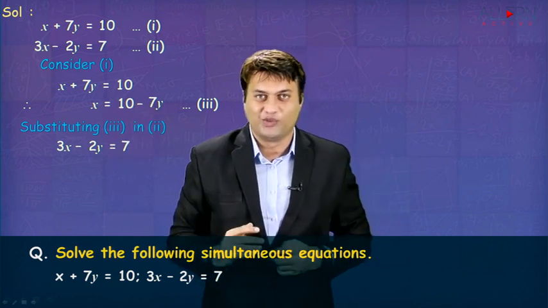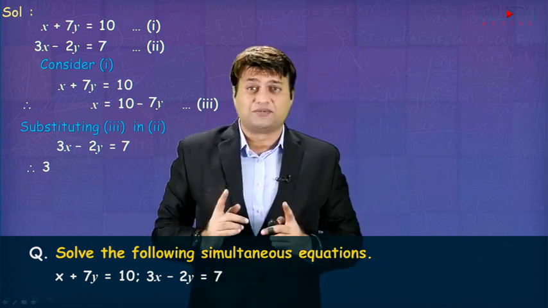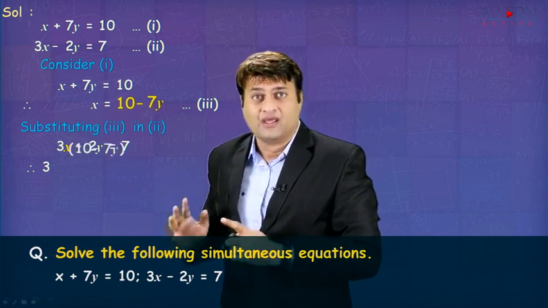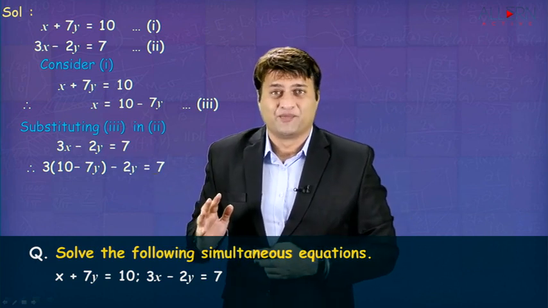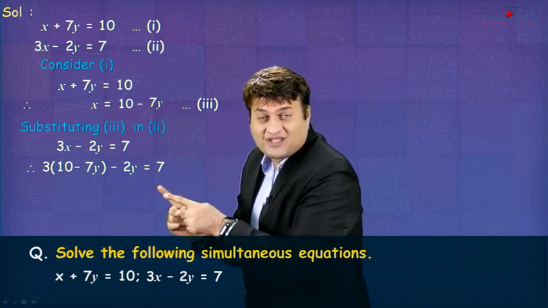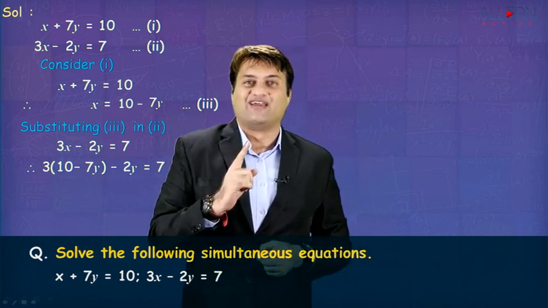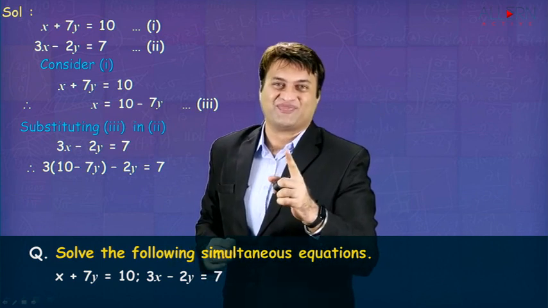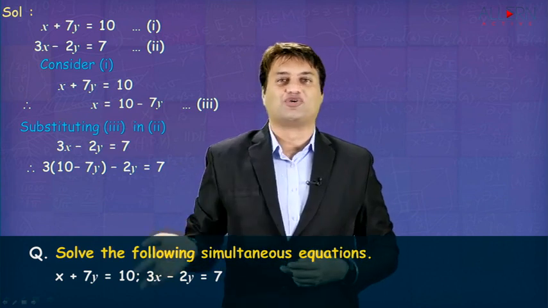So let's do that. What do we get? We get 3 in place of x, let us substitute 10 minus 7y. So we get 3 into (10 minus 7y) minus 2y is equal to 7. Now you all see, the moment we substituted the value of x, x got eliminated and we got the equation only in terms of y. That's why the name of the method is elimination by substitution. Now you can easily solve it because we have the equation only in terms of y. You can easily solve and get the value of y.